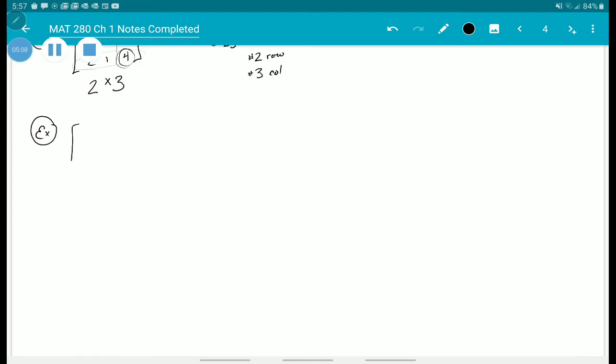Let's do another one. And if you want to, you can always pause the video and look through this and determine what kind of matrix we have, how big the matrix is.